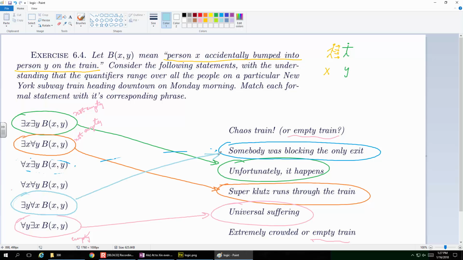Okay, so once again, let's try to read it. Yeah, there is a Y. Somebody who has been bumped into by every single person on the train. Why? Because he was blocking the only exit. Okay, so number 3. What is so bad at that? Hold on. Number 3, then, every person bumped into somebody. That's number 3, right?